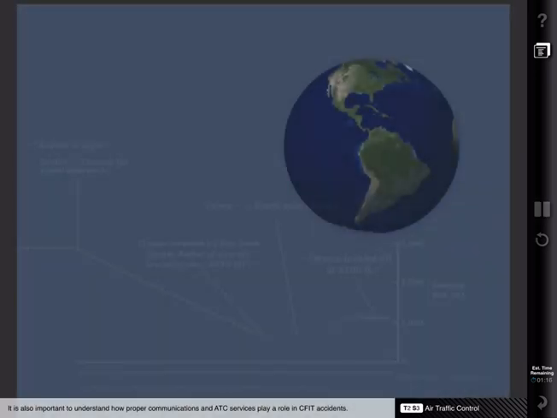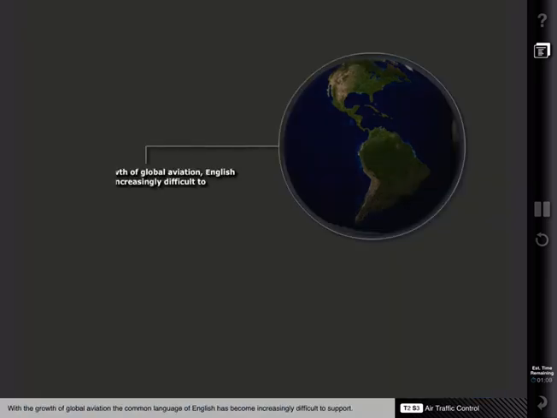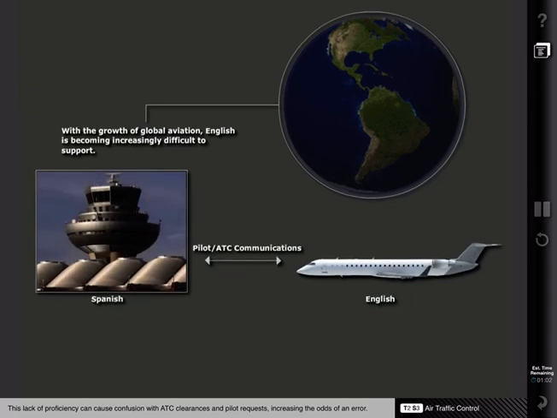It is also important to understand how proper communications and ATC services play a role in CFIT accidents. With the growth of global aviation, the common language of English has become increasingly difficult to support. This lack of proficiency can cause confusion with ATC clearances and pilot requests, increasing the odds of an error.